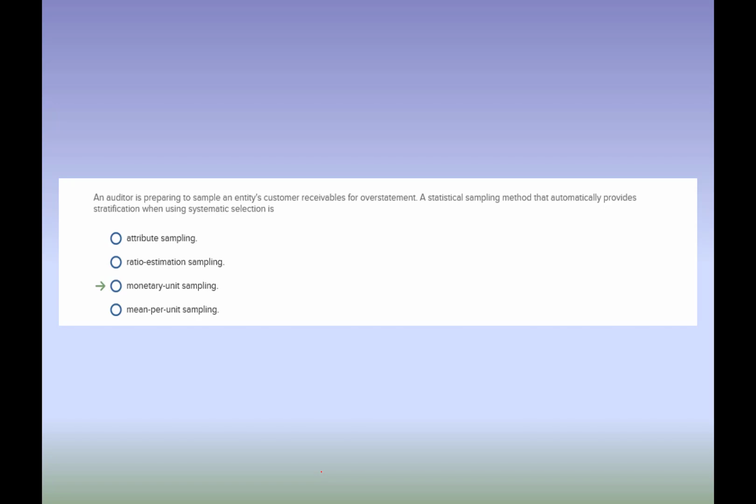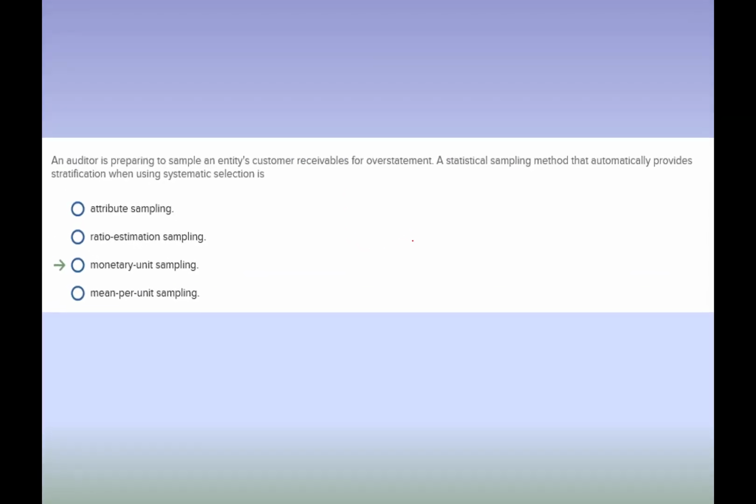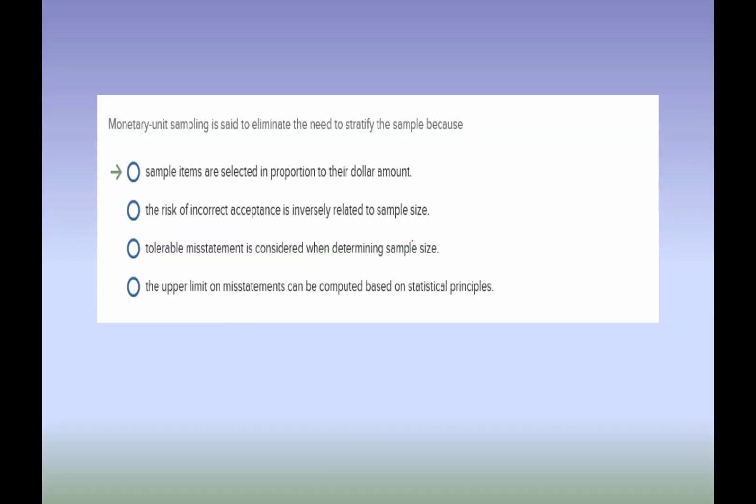Okay, good. An auditor is preparing a sample of customers' receivable balances for overstatement. A statistical sample method that automatically provides stratification is dollar unit sampling, monetary unit sampling, probability proportionate to size. Monetary unit sampling is said to eliminate the need to stratify the sample because sample items are selected in proportion to their dollar amount, right? And we went around the table and did that one.